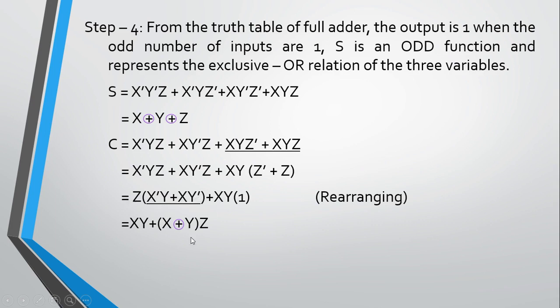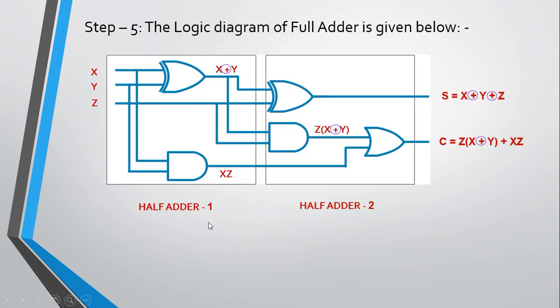So now let us rearrange the given statement. XY I have written at the beginning, plus X'Y plus XY' is nothing but the representation of an XOR gate. So over here I have written XOR and multiplied by Z. Is that clear to everyone? So the Boolean function for S is a 3-input XOR gate, and C means XY plus (X XOR Y) into Z. So this is the Boolean function.